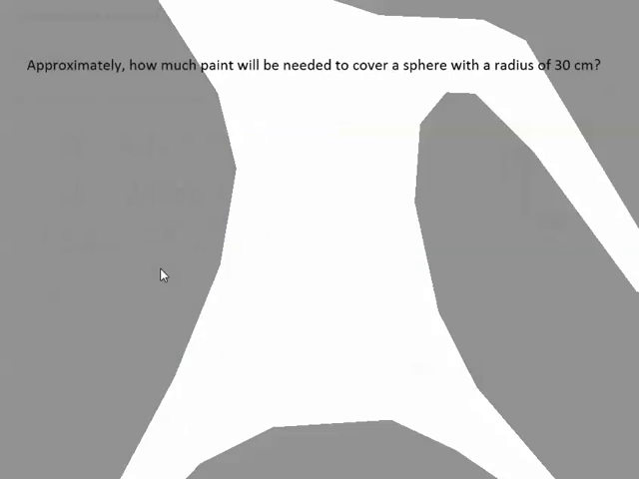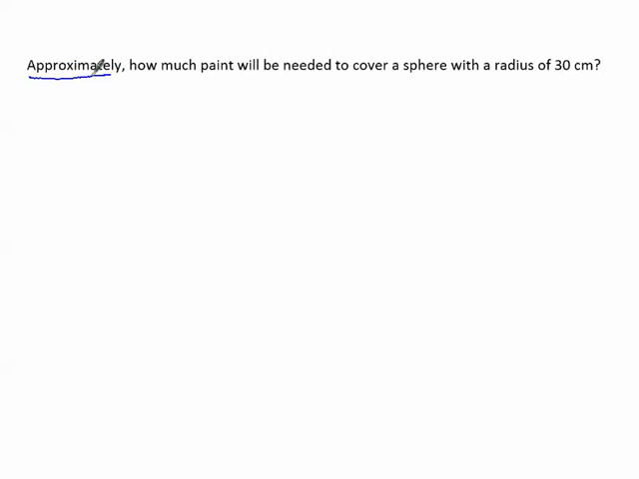Let's take a look at another example. Approximately how much paint will be needed to cover a sphere with a radius of 30 centimeters. Now I don't see a word that tells me what type of formula, meaning where's the word area or volume or perimeter, but I do see a word like cover that means one of those. Cover means I'm finding area.